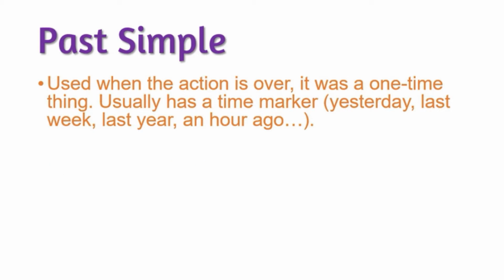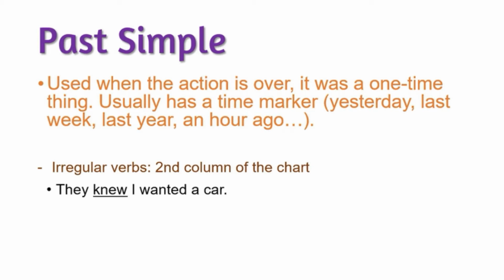You can also have irregular verbs, which use the second column of the most famous chart every English student has, the irregular verb chart. So the second column is for the past simple. Like the verb know, we can use, like, they knew I wanted a car. He gave me a book, for example. Now in this case, we also use did as an auxiliary. Did is an irregular verb, that's why it's not do anymore, it's did.